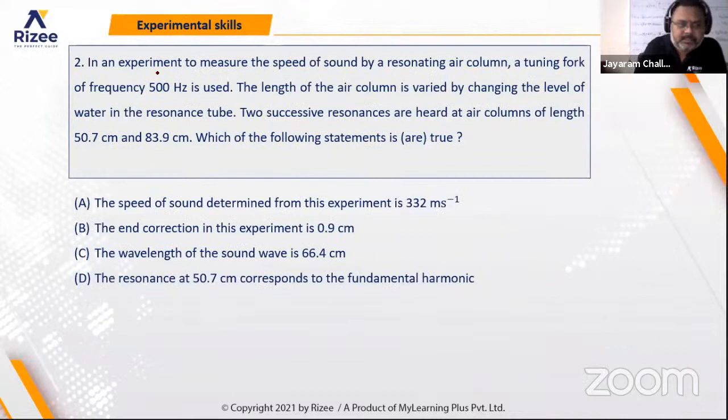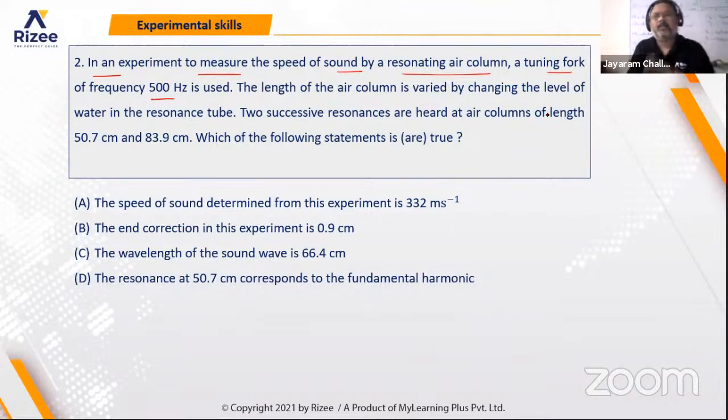This experiment is concerned with measuring the speed of sound using a resonating air column apparatus. A tuning fork of frequency 500 Hz is being used. The length of the air column is varied by changing the level of the water in the resonance tube. Two successive resonances have been heard in the air column at these particular lengths.